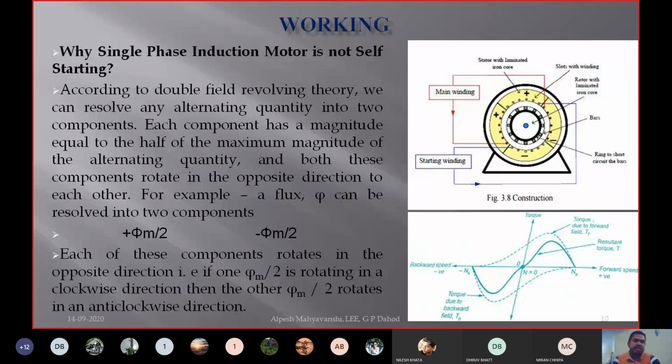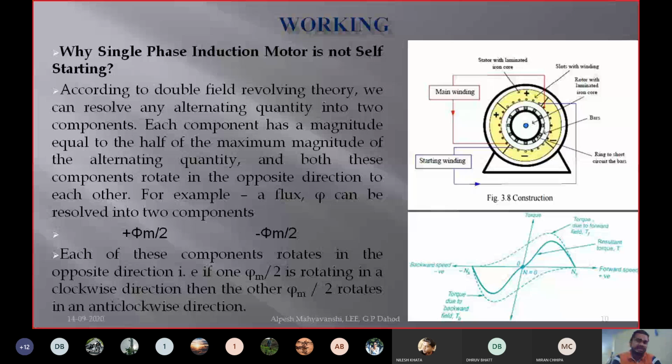Suppose we have a current. This current is divided into two components. We assume I1 and I2 are the two components, and each has a magnitude that is half of the maximum. So total is I, then I1 is equal to I by 2, and I2 is equal to I by 2. This is the magnitude.